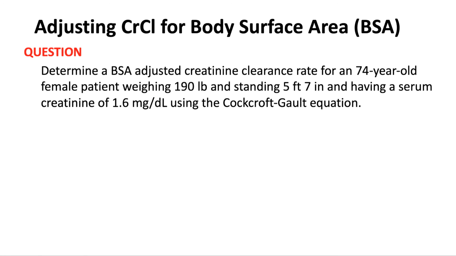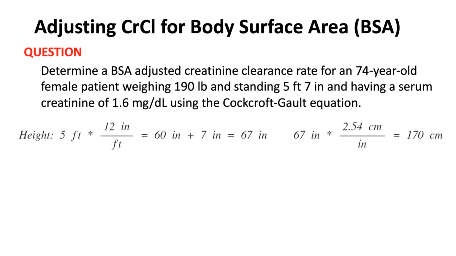So let's just go through this. There's a question. It says, determine a body surface area adjusted creatinine clearance rate for a 70-year-old female patient weighing 190 pounds and standing 5 feet 7 inches in height and having a serum creatinine of 1.6 milligrams per deciliter using the Cockcroft-Gault equation. Okay, this is very similar to what we've already done, obviously, but now we're going to factor in the body surface area. So the first thing we have to do is calculate the body surface area.